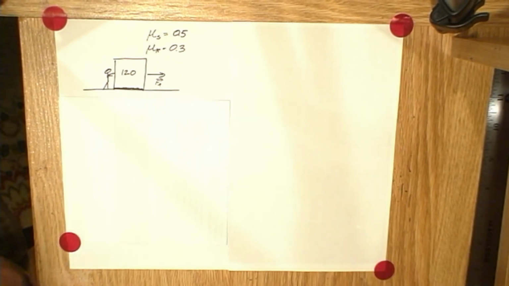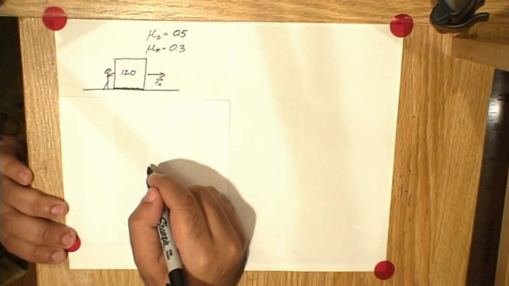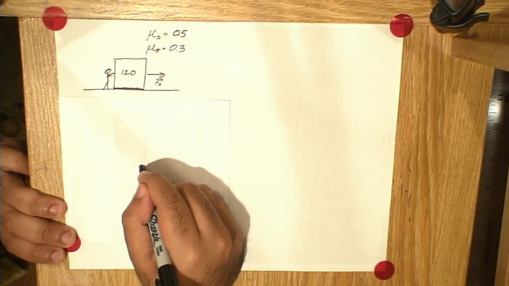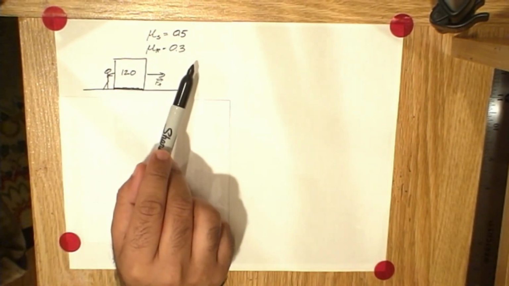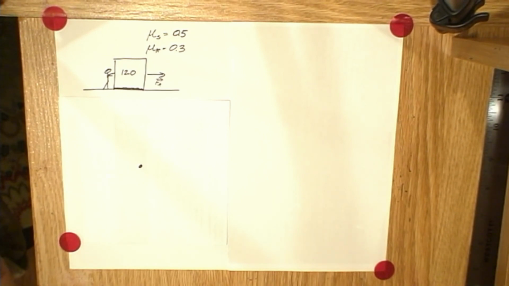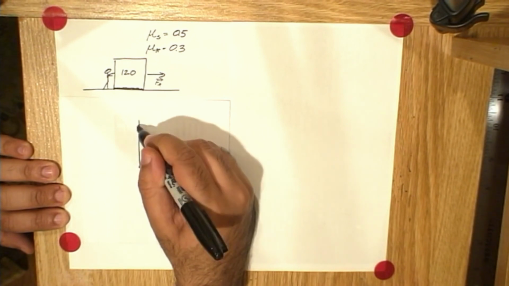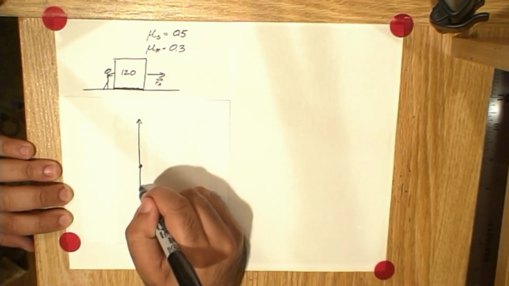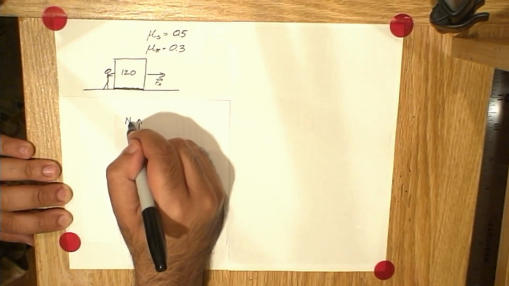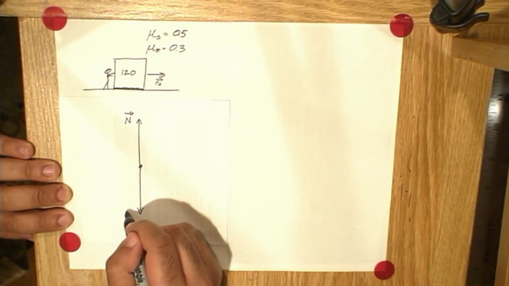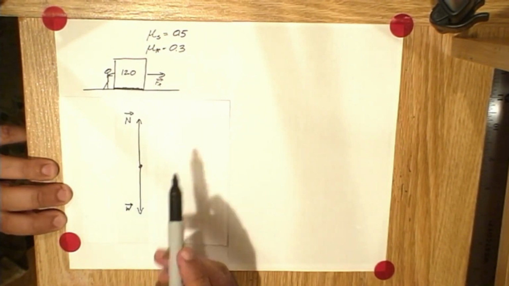The next part of this problem was to look at what happens after you've started it moving. Now, once you've started it moving, you're no longer in the realm of static friction, you're in the realm of kinetic friction, which means we need a new free body diagram. So, normal force points up, weight points down. Obviously, those two things have not altered at all.